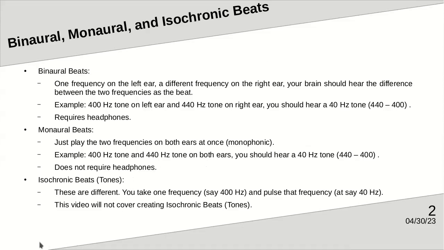So first, quickly, there's three types of brainwave entrainment beats that I know of. There's binaural beats, there's monaural beats, and there's isochronic beats or isochronic tones. Binaural beats are when you put one frequency in your left ear and one frequency in the right ear, and your brain should hear the difference between the two. So, like if you put 400 hertz on your left ear and 440 hertz on your right ear, your brain should figure out there's a 40 hertz difference and hear a warbling sound.